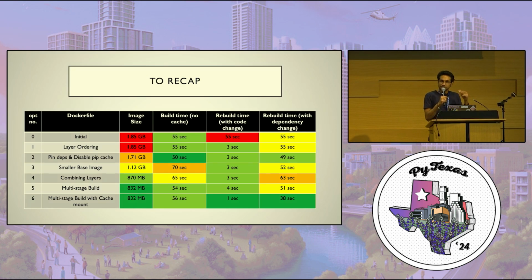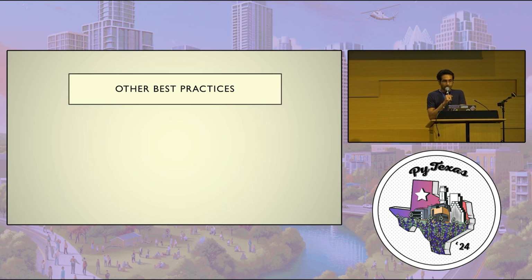But of course, just by doing that simple layer ordering, we improved the rebuild time with code change by 98%, and that's something that people overlook quite a bit. I've seen that. Okay, so there are some other best practices I really want people to follow because this will really help, in their own way.